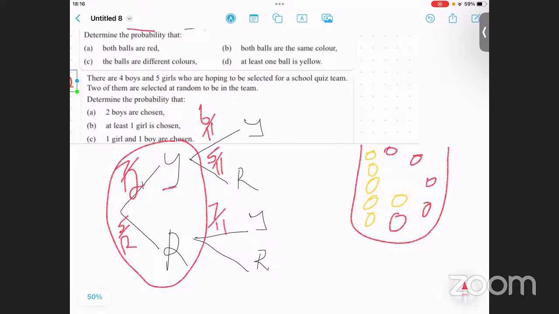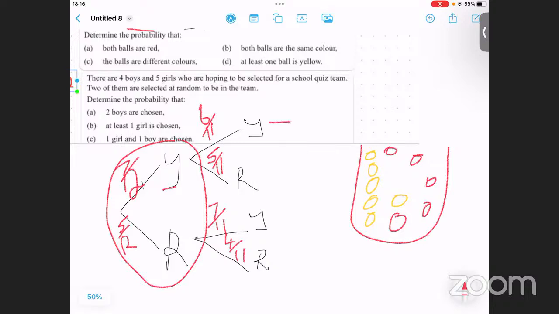Remember, the statement is still the same. One ball is selected at random, and then the second one is taken, and it is not replaced. So if it's not replaced, the total will now change. So, how many reds are we going to be left with, given that the first ball to be selected was red? 4. 4 out of 11.